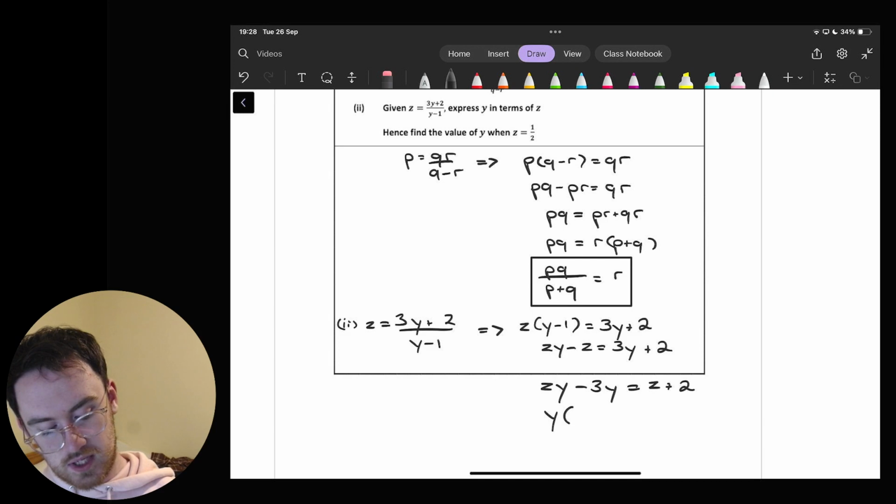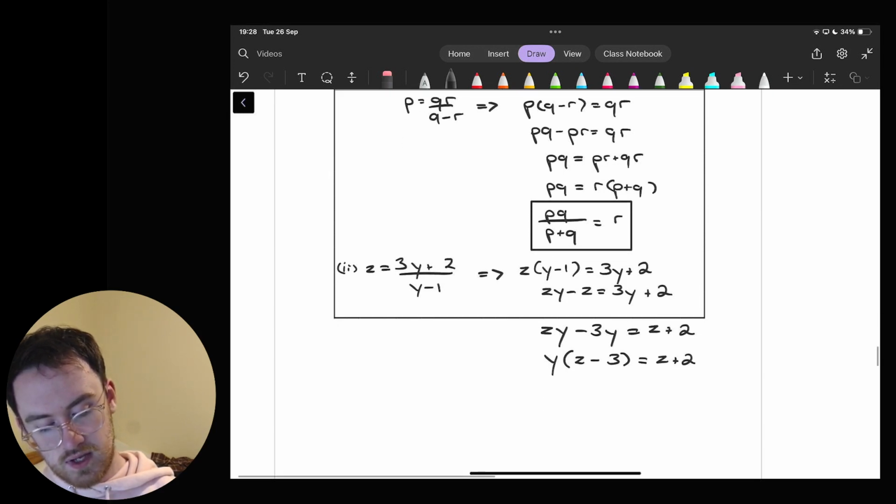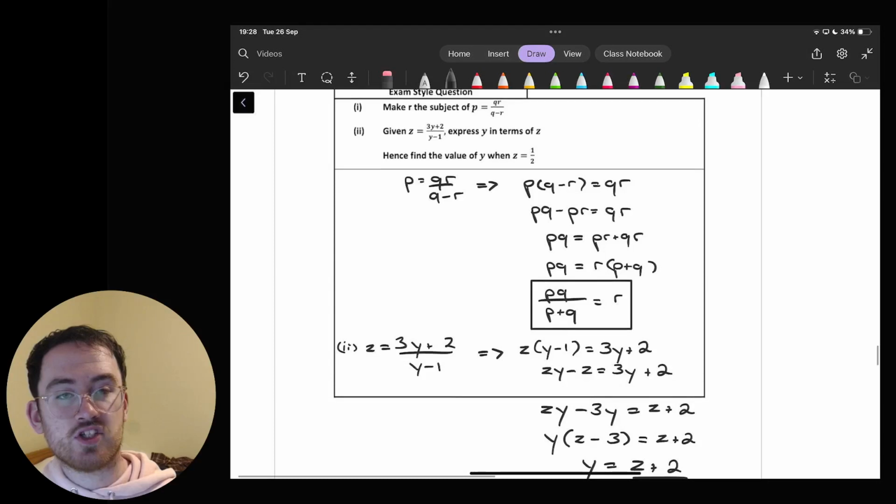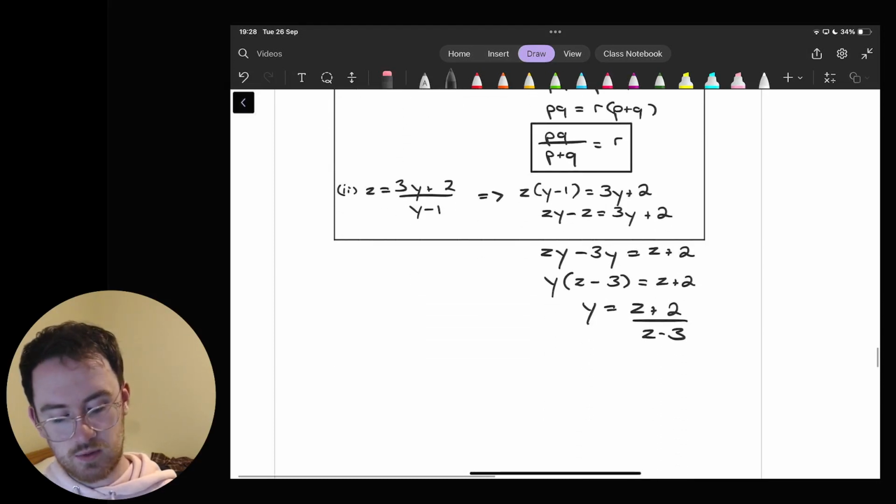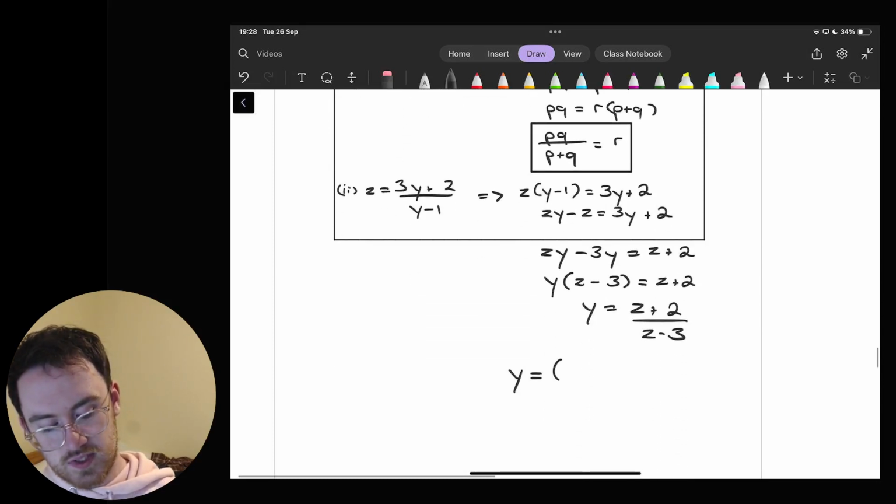We'll take out the y parts. y times z minus 3 equals z plus 2. And we get y is equal to z plus 2 over z minus 3. And the last part of that question was hence find the value when z is equal to a half. So we'll sub in a half there.